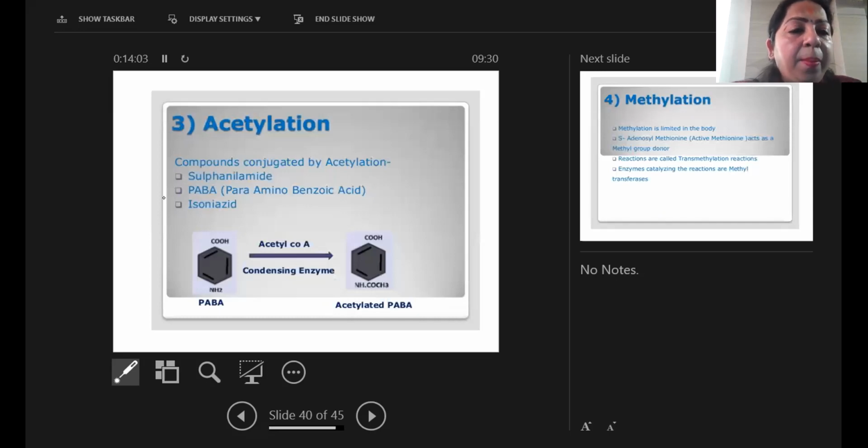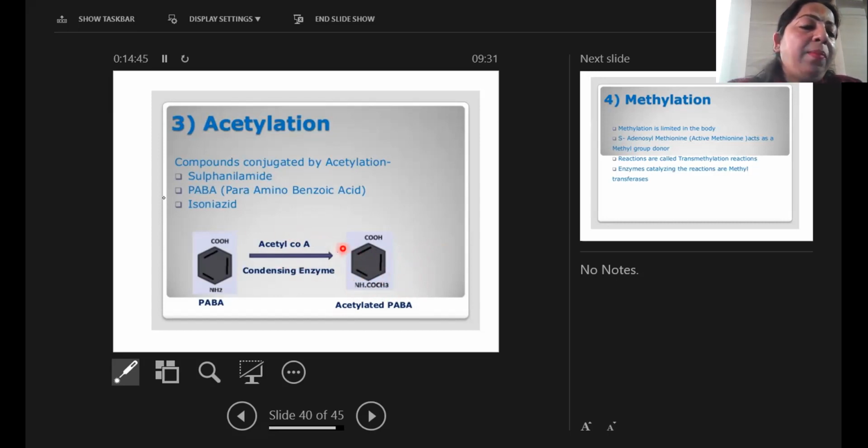Now, you can see an example of this acetylation. The compounds conjugated by acetylation are sulfonilamide, PABA, which is para-amino benzoic acid, then isoniazid, an antitubercular drug. So here it is PABA, para-amino benzoic acid. Acetyl coenzyme A is condensing here and conjugating with the NH. The amino group is now converted to N-acetanilide. So this aceto group is now protecting the amino group. It has become NHCOCH3, so it is acetylated para-amino benzoic acid.